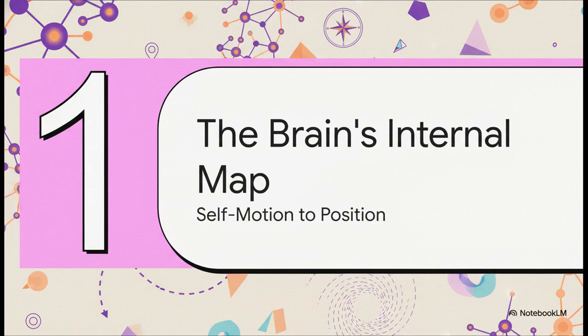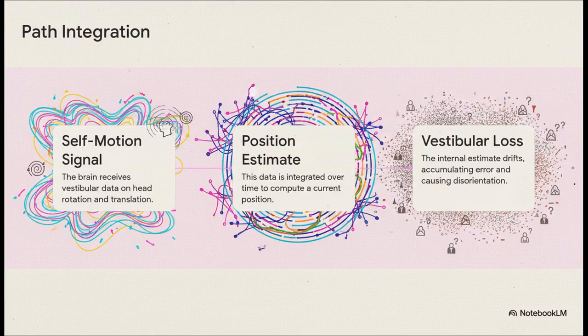Well, to get to the bottom of that, we've got to look at how the brain uses vestibular signals for something called path integration. And it's this really incredible ability to internally track your position in space. It does this by adding up all your self-motion signals over time, even when you have zero visual feedback to go on.